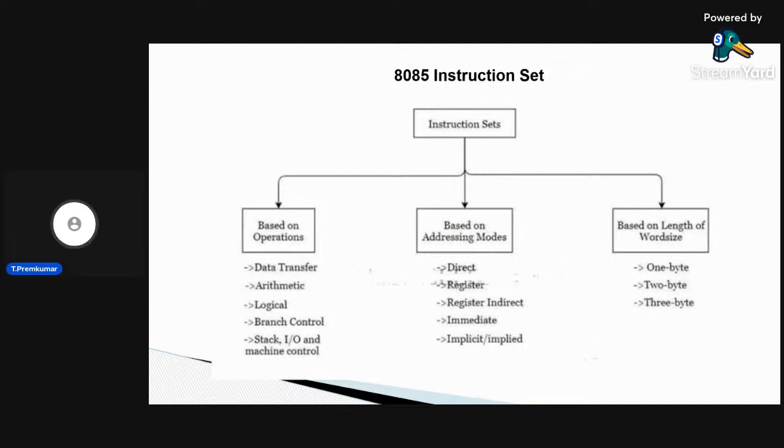It is classified into three types: based on operations, based on addressing modes, and based on the length of the word size. In the case of operations, you have data transfer instructions, arithmetic instructions, logical instructions, branch control, stack, input output, and machine control. In the case of addressing modes, direct addressing mode, register addressing mode, register indirect, immediate, and implicit or implied. In the case of word length, it is 1 byte, 2 bytes, and 3 bytes. We'll see the instruction sets further in detail.